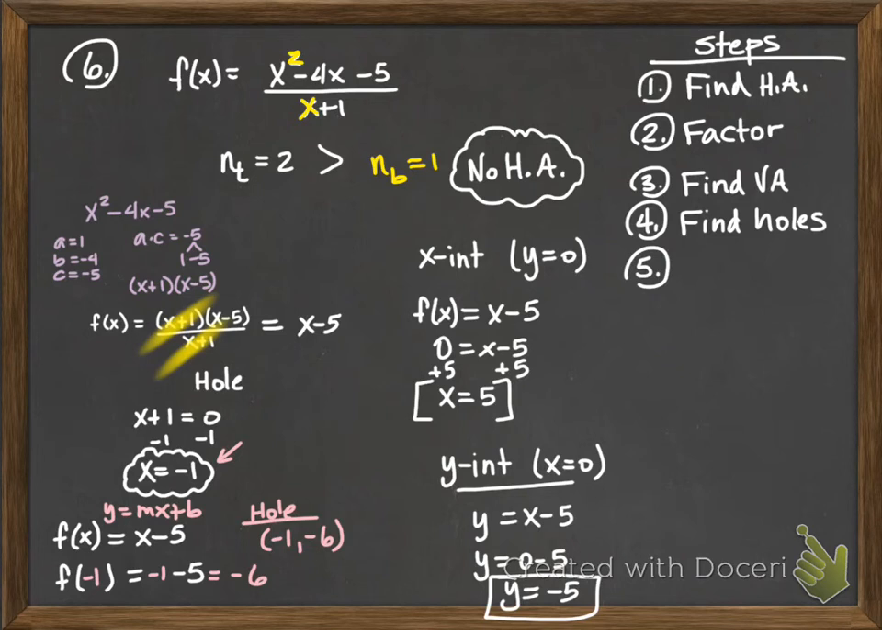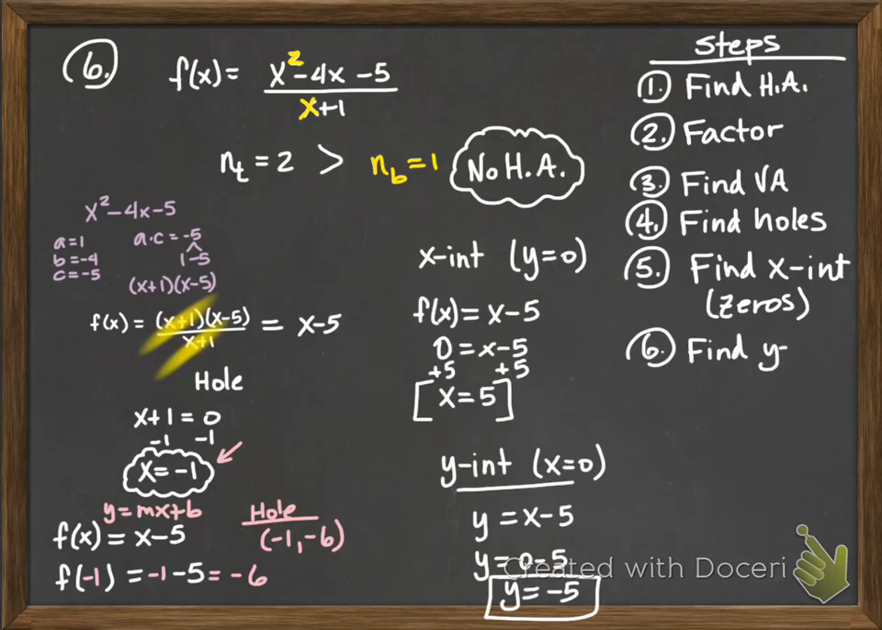So step 5, we're going to find the x-intercept, which are really our zeros, right? Step 6, we're going to find our y-intercept, so we're going to make x equal to 0. Step 7, we're going to graph. Finally.